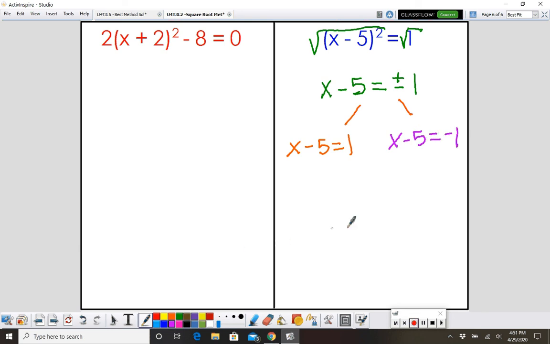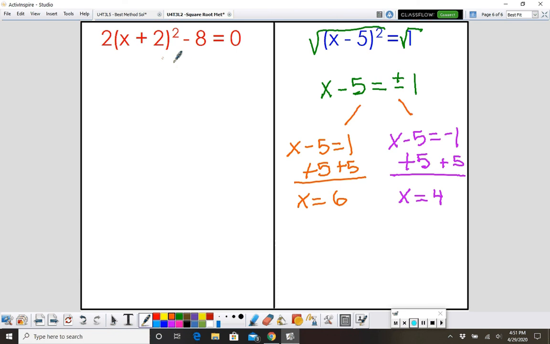And then remember, you just solve each one, just like a basic equation. So add 5 to both sides, and over here we get x could equal 4, or I'm going to add 5 to both sides here, and x could equal 6.